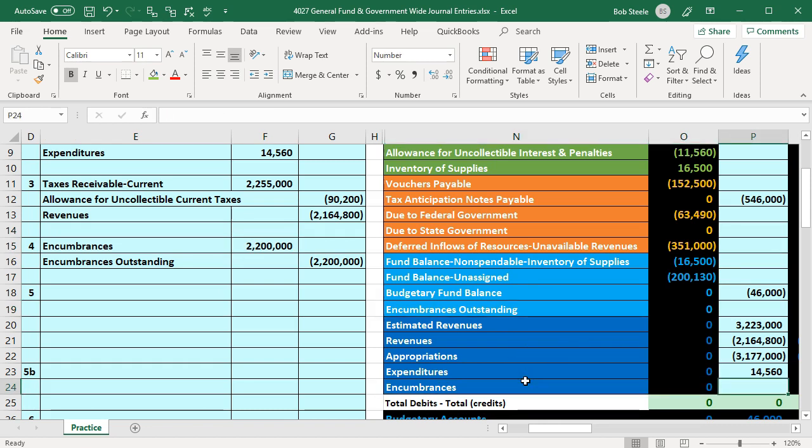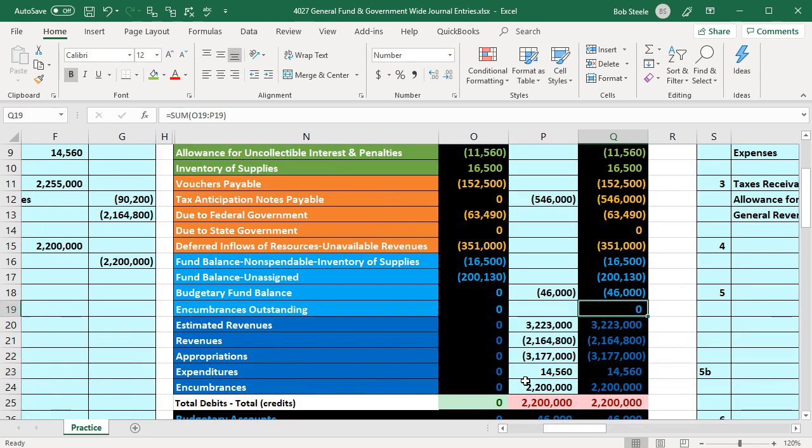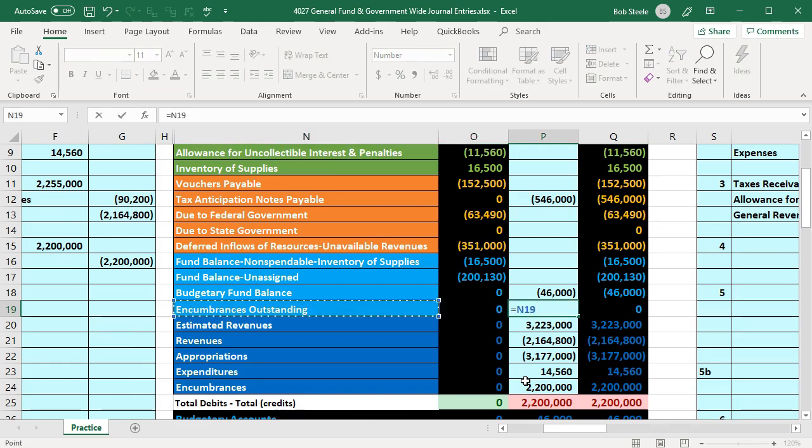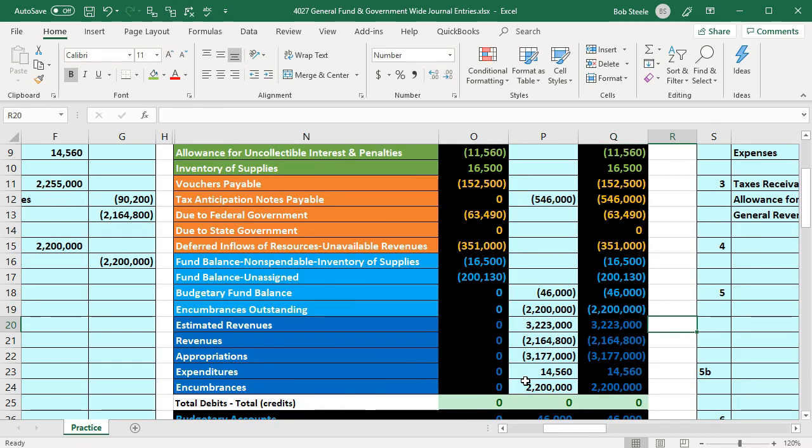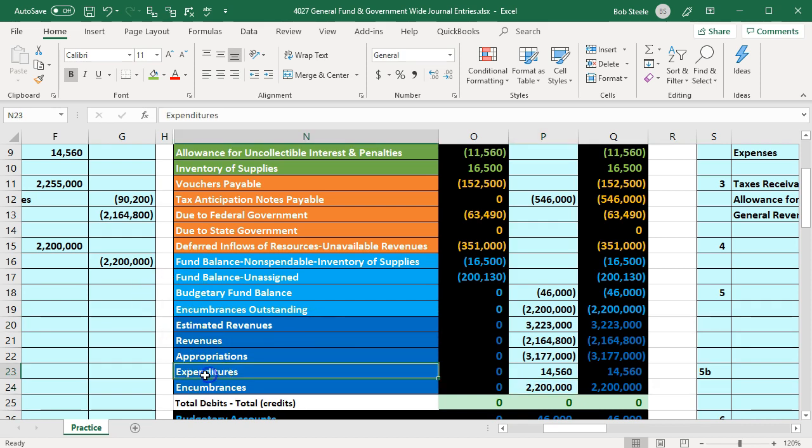We're in cell P24 equals, and we're going to scroll back up and pick up those encumbrances. Then we're going to go to the outstanding encumbrances, and they'll pick up the other side of it. So there we have it. Now remember, these encumbrances are just going to be there. We're going to have to reverse this journal entry exactly once we pick up the expenditure, which is what we would actually think of as the normal type of transaction.